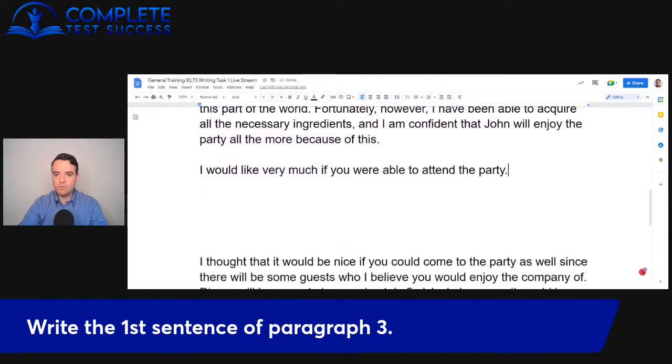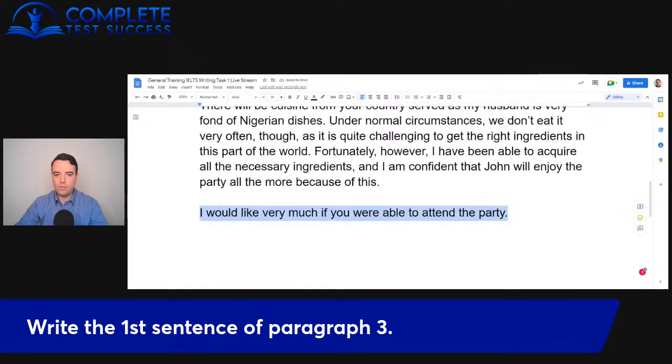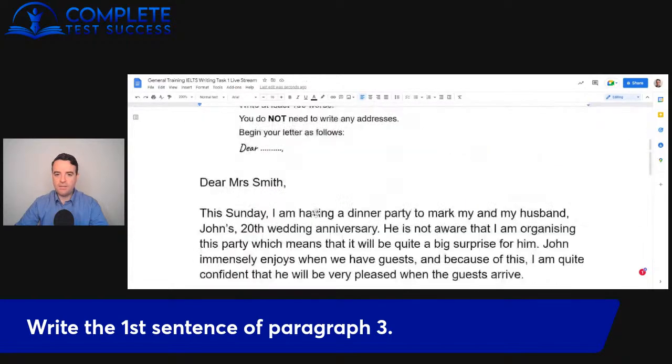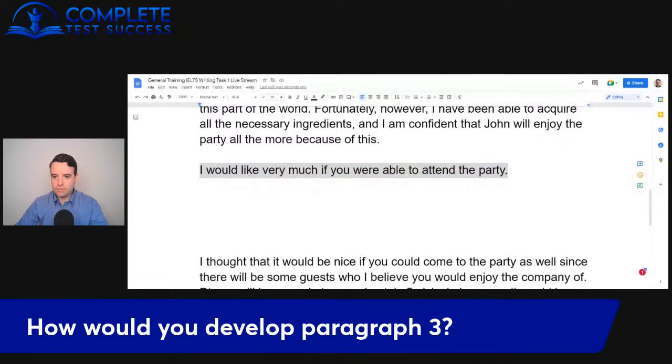Okay, so once we've written that, what we need to do is expand on that. So we need to say more. So we've invited the person to the party and we've written that in our first sentence. So that's exactly what we want to do. And now we need to continue. So how would you develop paragraph 3?